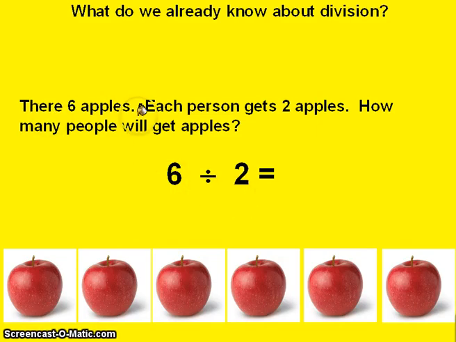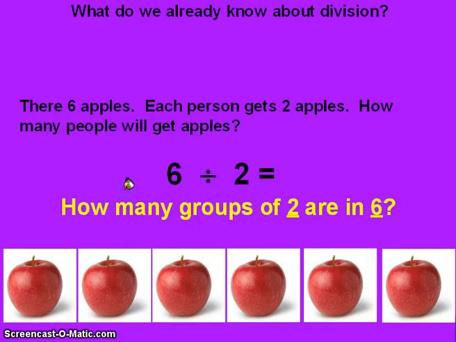If there are 6 apples and each person gets 2 apples, we can figure out how many people will get apples by using the division equation 6 divided by 2. To solve this division problem, we first need to ask ourselves, how many groups of 2 are in 6 wholes?